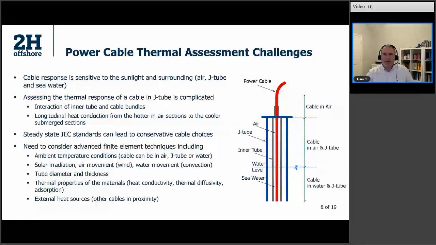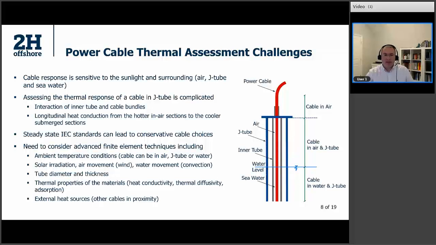So here you see a typical interface detail for a cable, J-tube, and platform. Here's my J-tube, and it's connected to the platform at the top. I have one power cable shown in red, and this power cable can run through an inner tube depending on the application. The cable thermal response here is sensitive to the sunlight and surroundings.